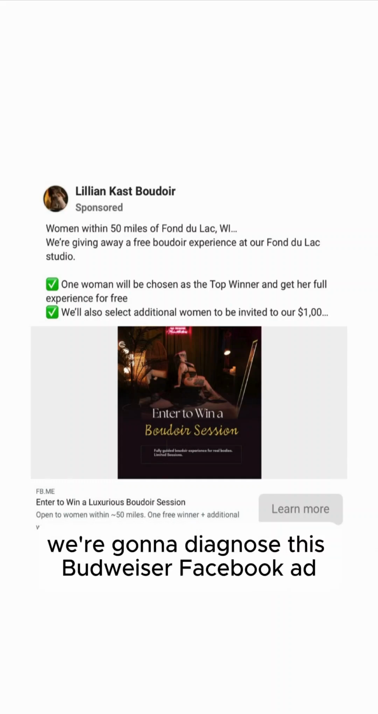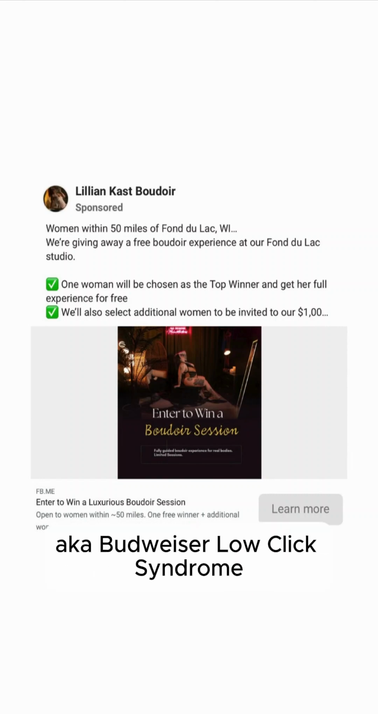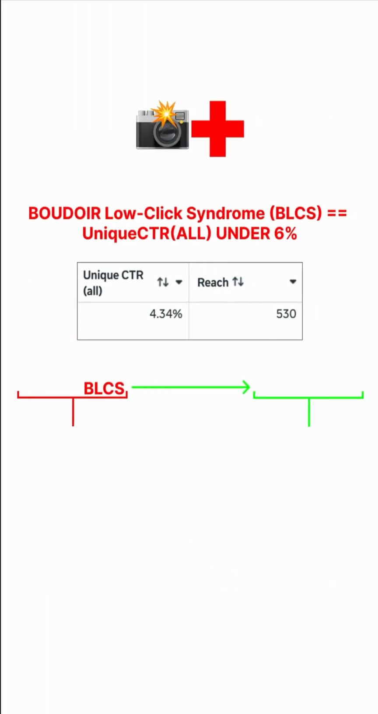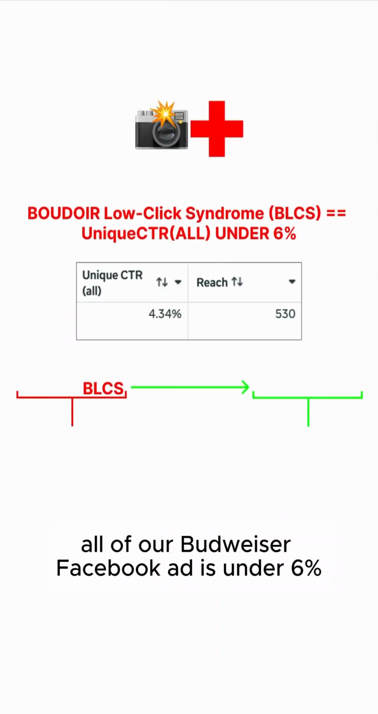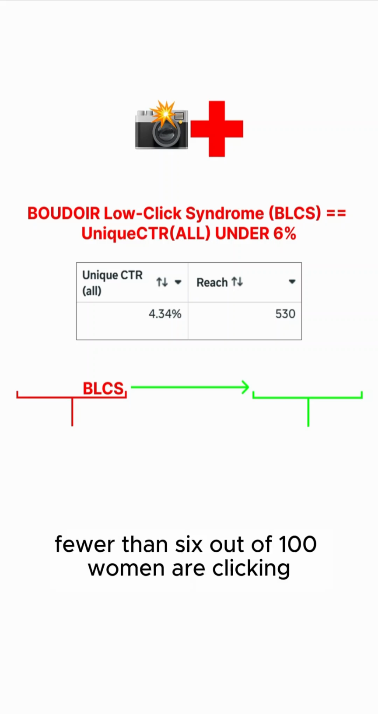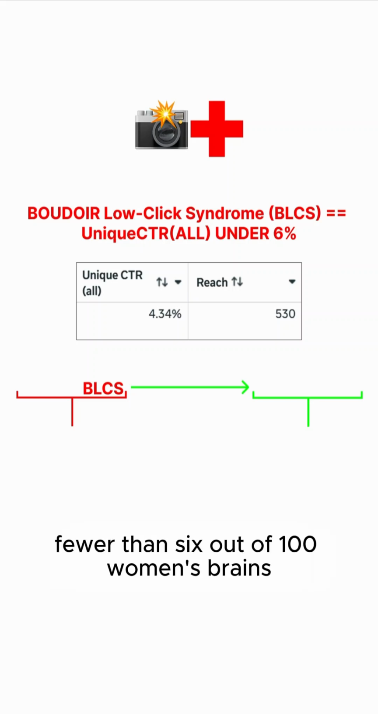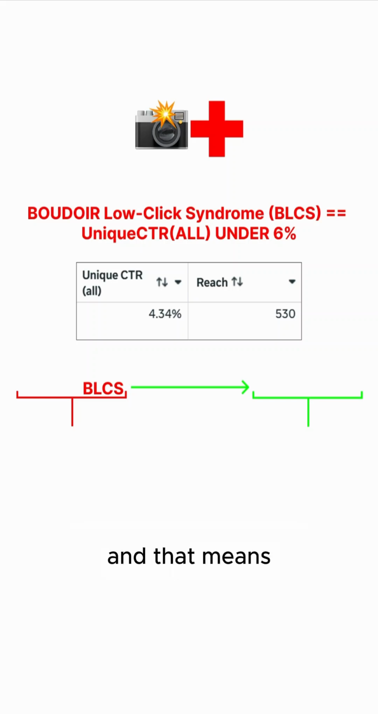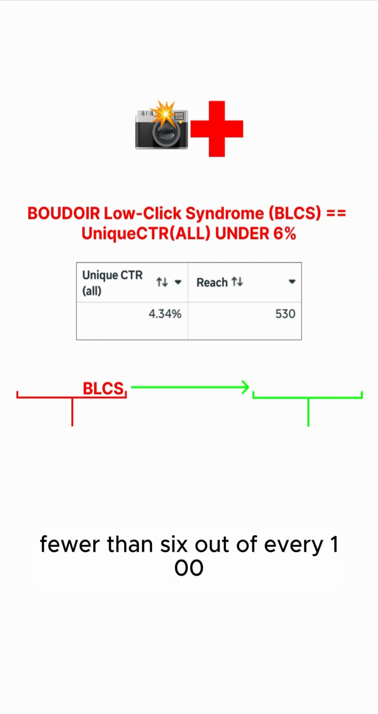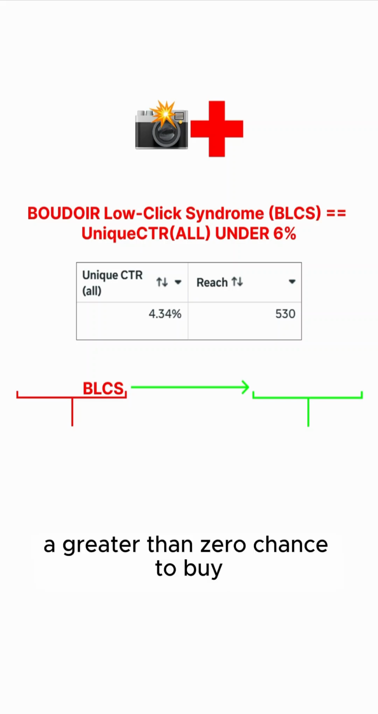All right, y'all, we're going to diagnose this Boudoir Facebook ad, see if we believe it has BLCS, aka Boudoir low click syndrome. So, BLCS is when the unique CTR of our Boudoir Facebook ad is under 6%, aka fewer than 6 out of 100 women are clicking anywhere on our ad. That means our ad is entering fewer than 6 out of 100 women's brains, and that means fewer than 6 out of every 100 women that see our Boudoir Facebook ad have a chance, greater than zero chance to buy.